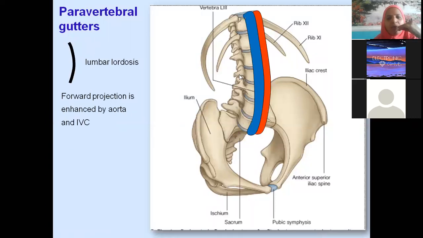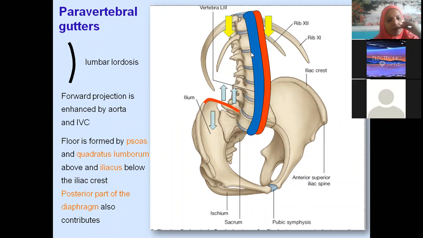Now see here, what are the various structures now? What are these two structures now? We are seeing the layout of the contents of the posterior abdominal wall. The blue in color is inferior vena cava, and adjacent to this we have abdominal aorta. Okay, the forward projection is enhanced by aorta and inferior vena cava. Floor is formed by these structures.